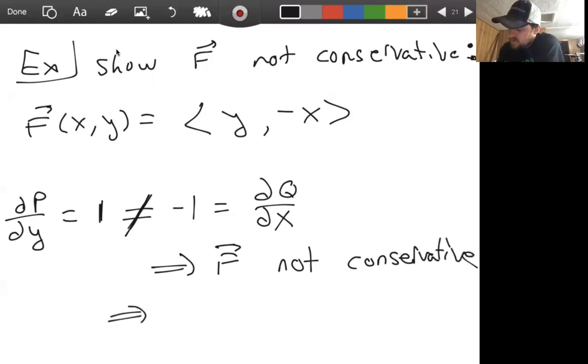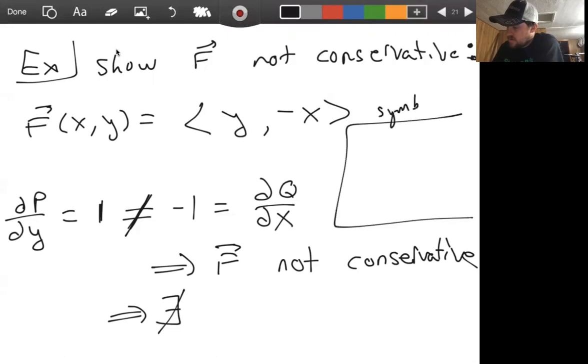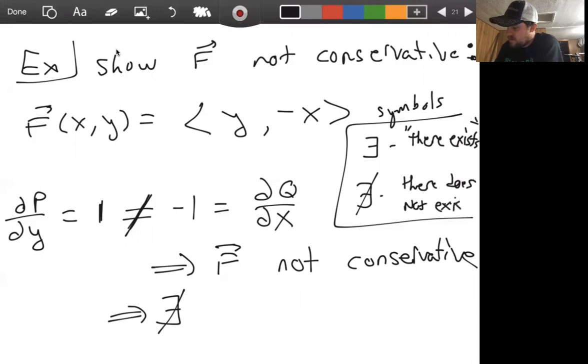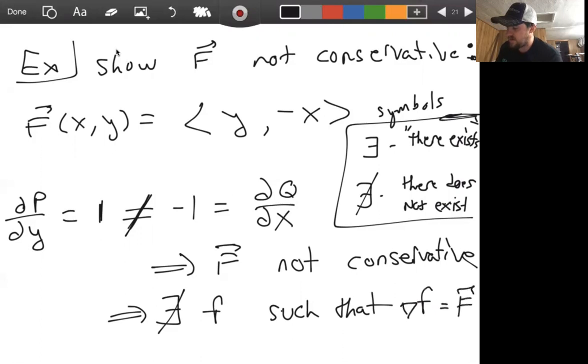And moreover, what does this imply? That means there does not exist. So remember symbols here. This backwards E means there exists. So an E with a slash through it means there does not exist. So this means there does not exist an f such that the gradient of f equals this vector field.